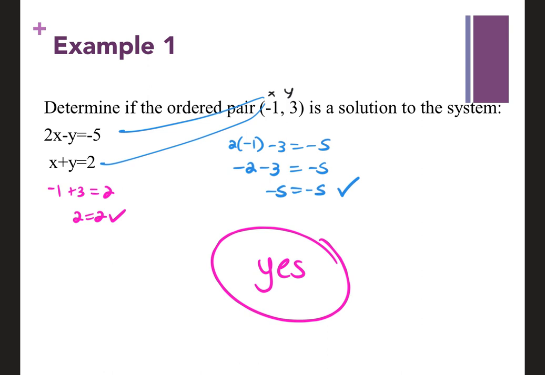This is obviously not a test question, but this is how you could check your answers on these kinds of things. If it was a standardized test in which you had multiple choice and you had no idea how to solve it, you could always take your answers and plug them in and see which one works. You just got to make sure it works for both equations.